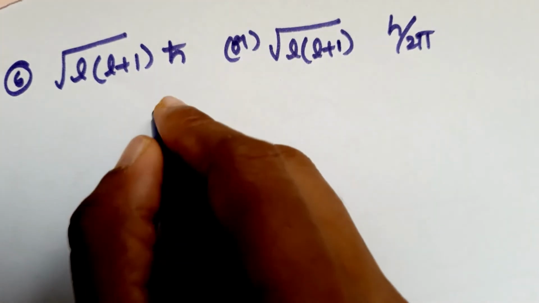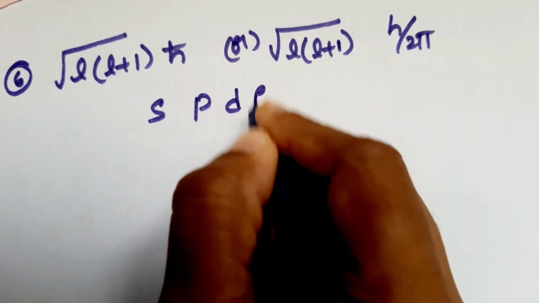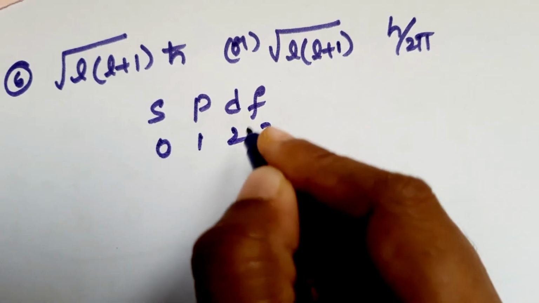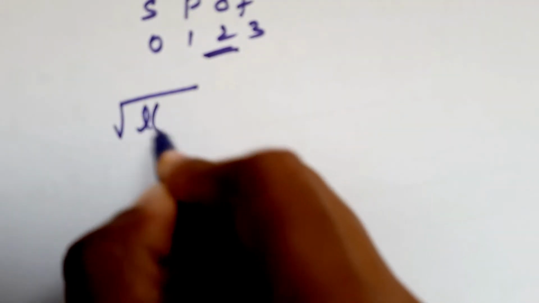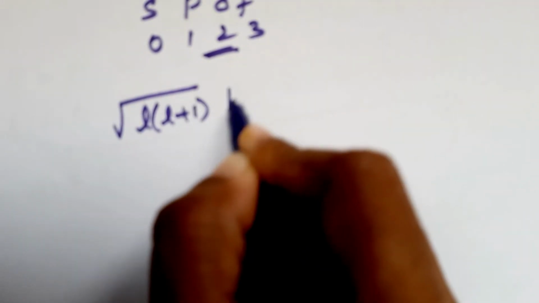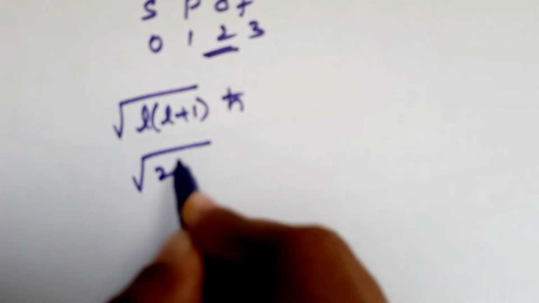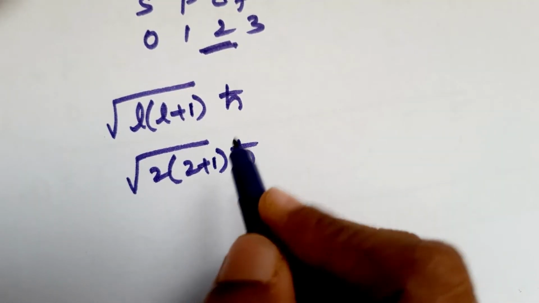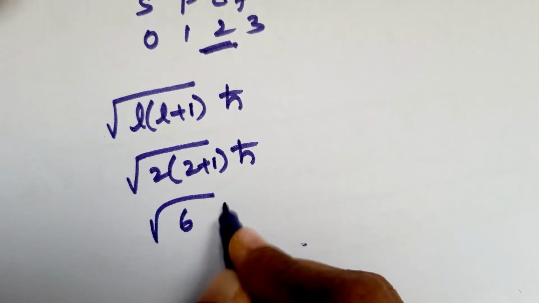As we know, S, P, D, F. If we take the L values 0, 1, 2, 3, what is the L value for D? It is 2. Here we substitute the L value into root over L into L plus 1 h bar. If we take 2 into 2 plus 1 h bar, we get root over 6 h bar.